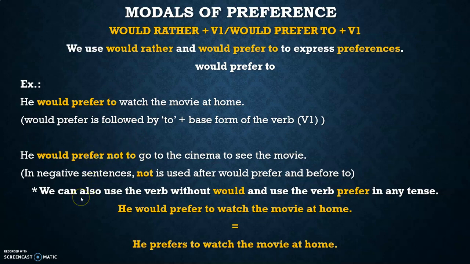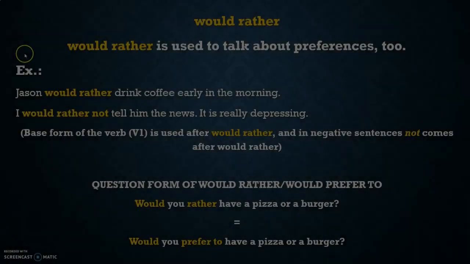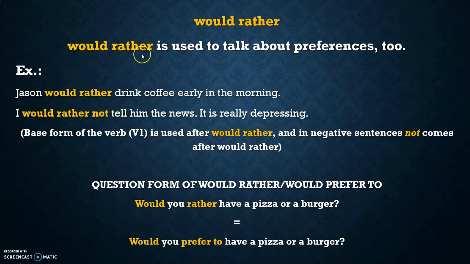We can also use the verb prefer without would, in any tense. So, he would prefer to watch the movie at home and he prefers to watch the movie at home have the same meaning. The second modal is would rather. It is used to talk about preferences too.